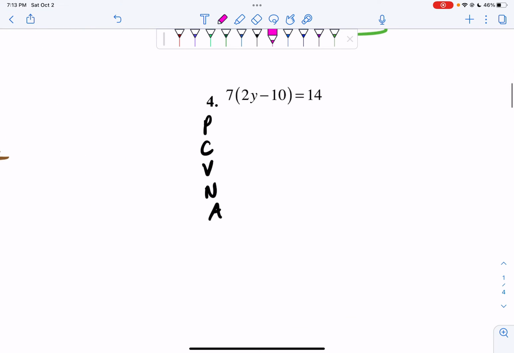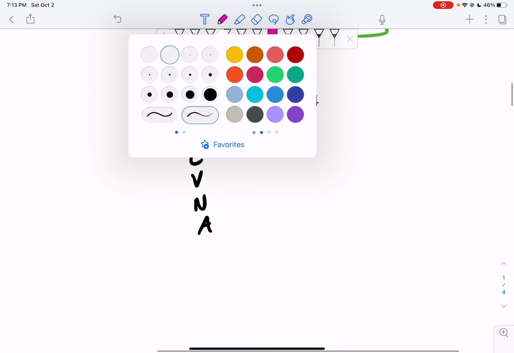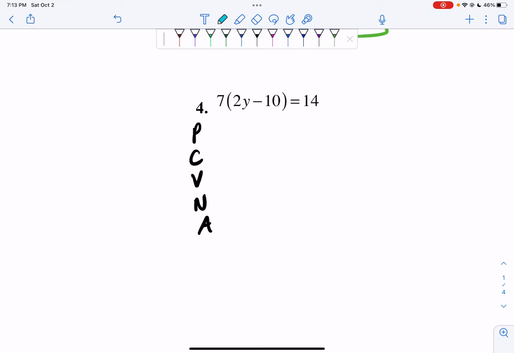Number 4. I have 7 times 2y minus 10 equals 14. I do have parentheses. I have to distribute. So I'm going to distribute 7 to 2y and 7 to a negative 10. 7 times 2y is 14y. 7 times a negative 10 is a minus 70, and that's equal to 14.